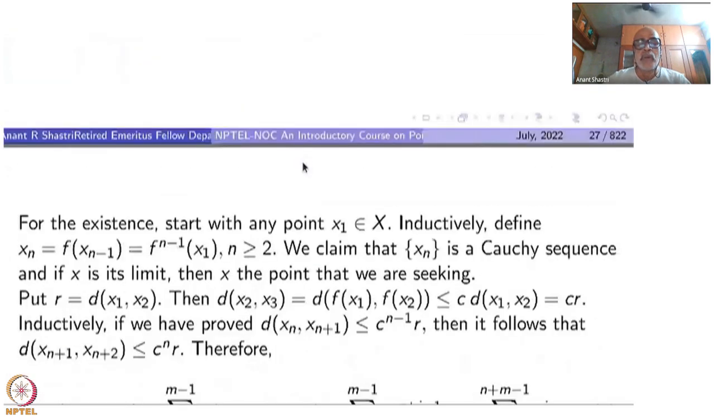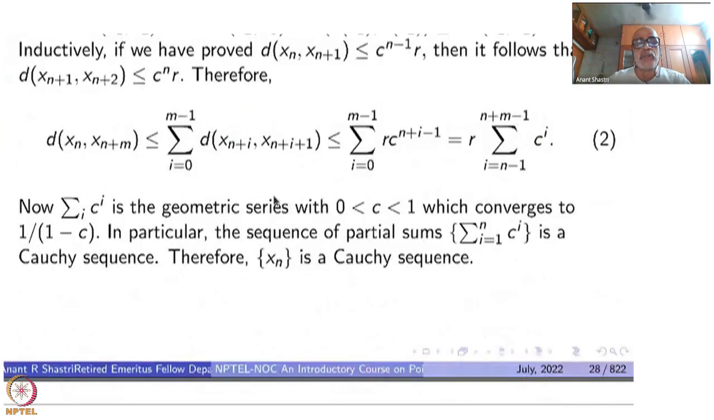Okay, so continuing with the proof of this Cauchy sequence, in particular, the partial sums, i ranging from 1 to n, of c^i, this is a Cauchy sequence. So subtract the first n terms, namely the summation up to the n-th term, from the n plus m terms, what you have is this one. This can be made less than epsilon, given any epsilon, by choosing n and m properly. Therefore, this is a Cauchy sequence.